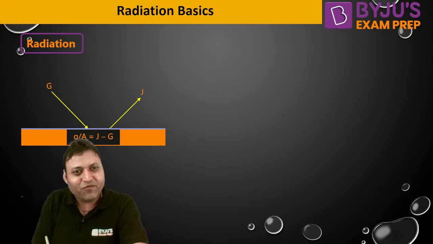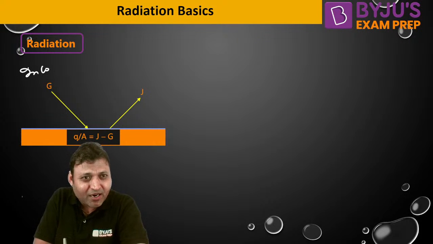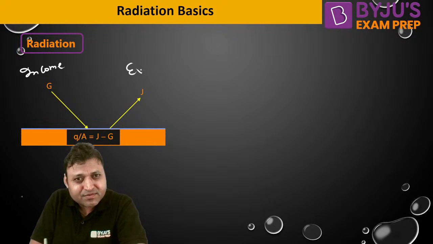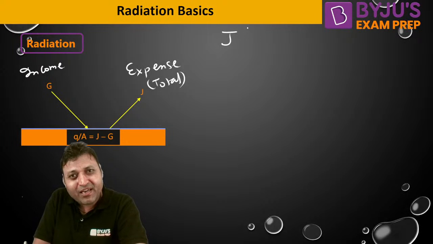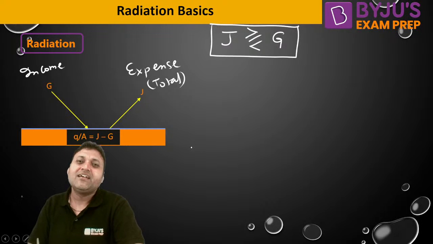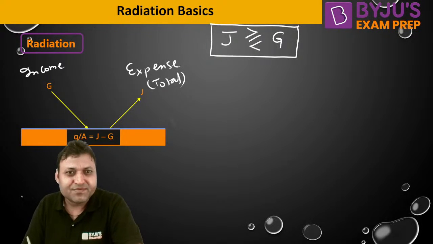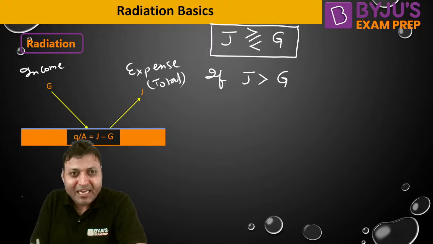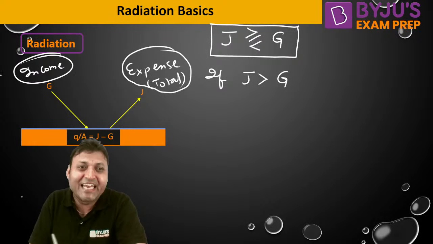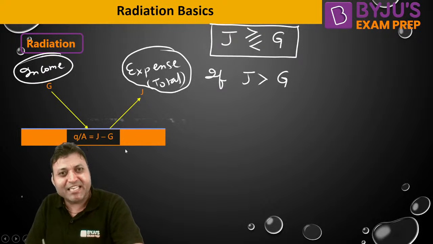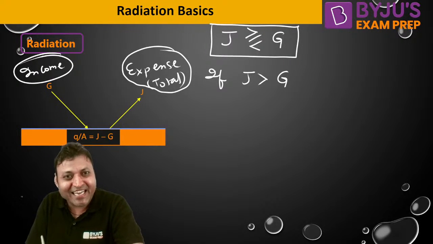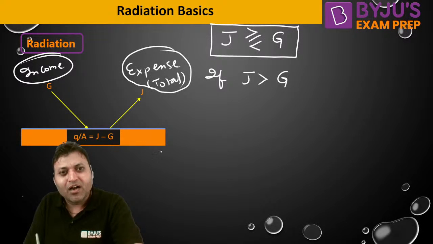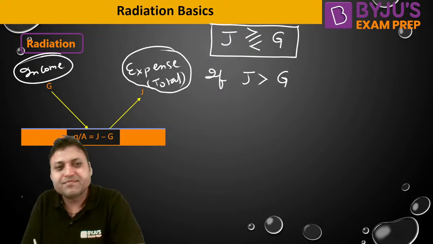Now again, let us have an understanding. This is your income, this is your total expense, J is the total expense, and J can be greater than, equal to, or less than G, isn't it? If J is greater than G, it means the total expense is more than the income. Then what will happen? If the expense is more than income, then there is a decrease in the amount in your account.